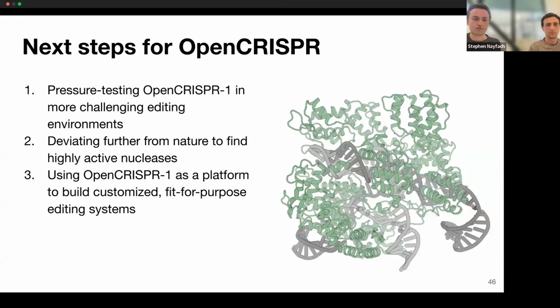We're also really excited to push the boundaries and deviate further from nature. For OpenCRISPR-1, we showed that it's over 400 mutations away from SP-Cas9 and about 200 away from the nearest natural protein in our training data set. We think, given some of the results we found for the novel proteins that were functionally complete, we can push these numbers further. And then finally, we're really excited to use OpenCRISPR-1 as a platform to build customized and fit-for-purpose editing systems. So this involves things like optimizing editing in these more challenging environments, changing the protein so it's a better fit for certain applications like base editing or targeting different PAMs and the like.